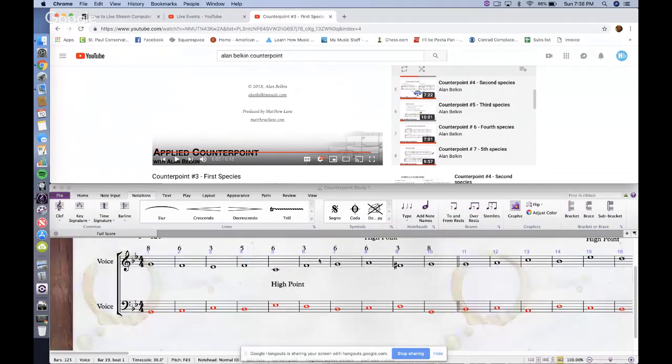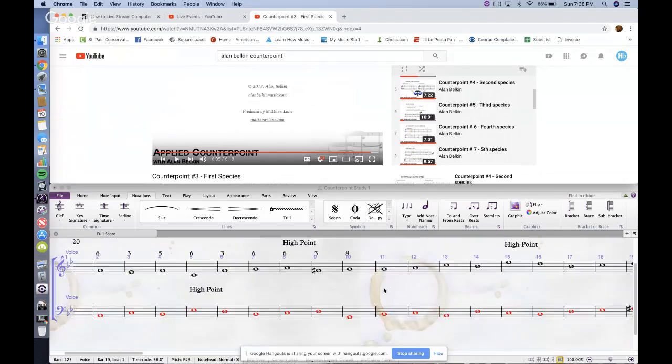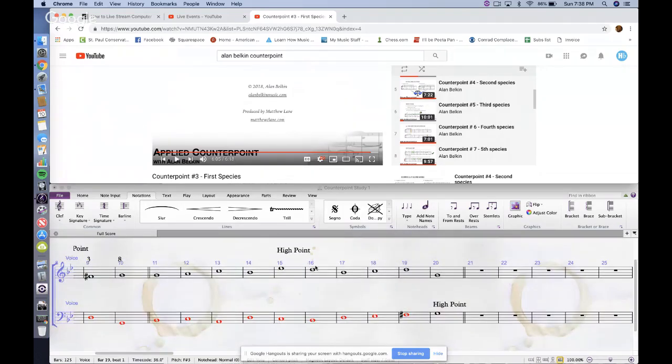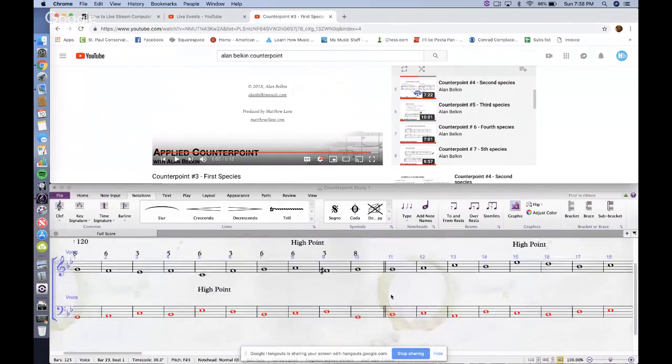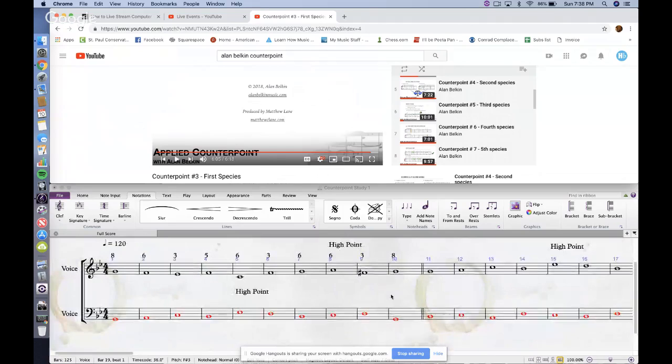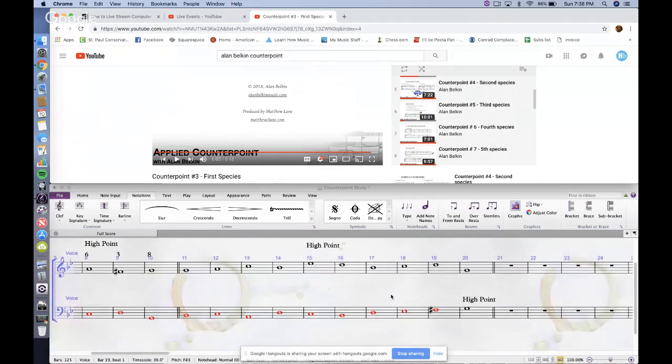So I think we did all that. We've got 2 sixths in a row here, but we didn't get more than 3. This all looks good. I think this is successful. I don't know what a real master of counterpoint would say about it, but I think species 1 accomplished.